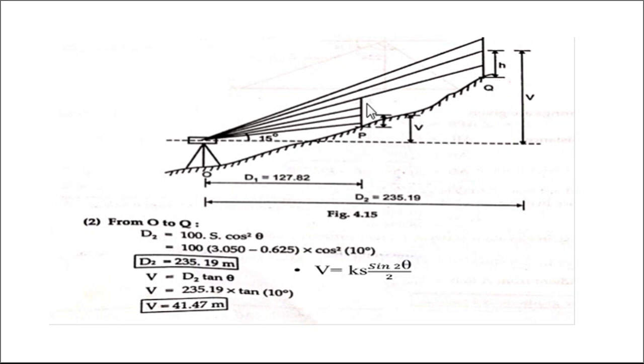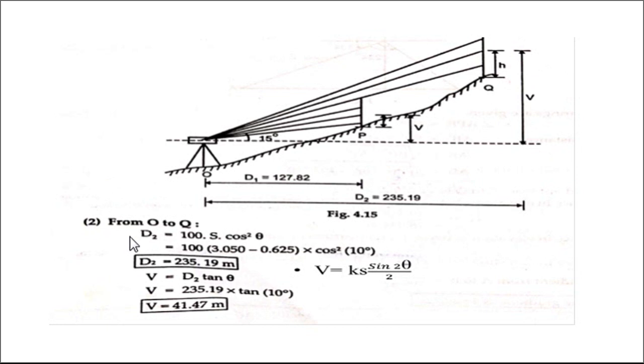So P first stop station, Q second stop station. This is the horizontal line of sight. For the first angle is 15 degree and for the second angle is 10 degree. For the first vertical distance is this V, and for the second this is the vertical distance. Okay.